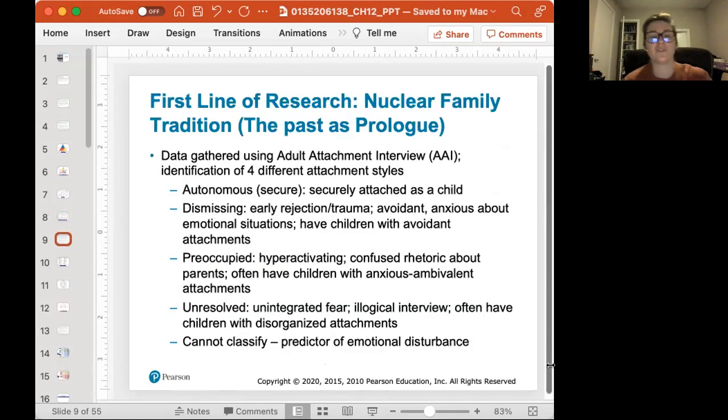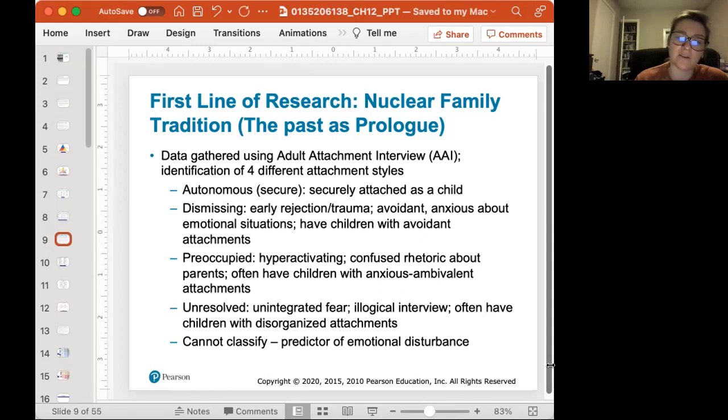Okay, so the first line of research, the nuclear family tradition, the past is considered a prologue. Data gathered using adult attachment interviewing, AAI, identified 4 different attachment styles. There's the autonomous secure, where you're securely attached to your caregivers as a child. You can rely on them. You trust that they're going to be there when you leave the room. Maybe there's that emotional permanence, that object permanence, if you will. You leave the room, mom's going to still be there for you.